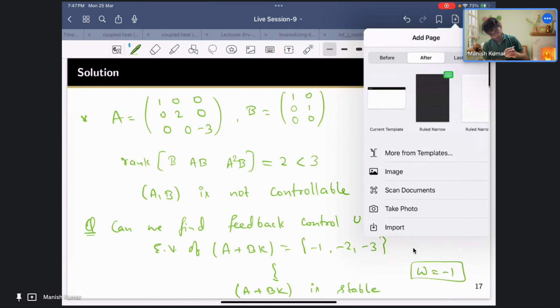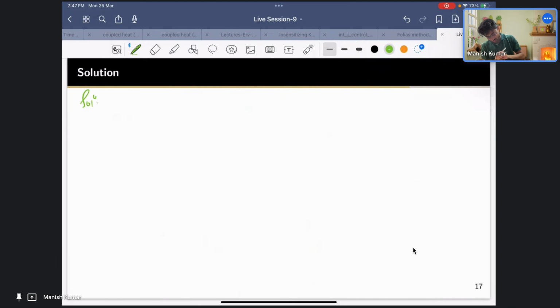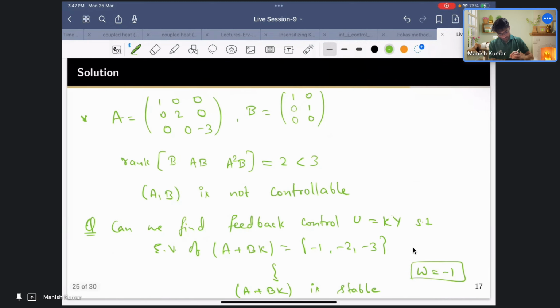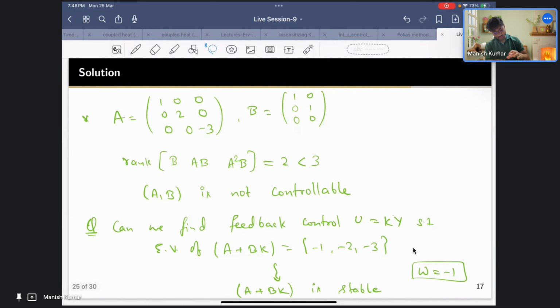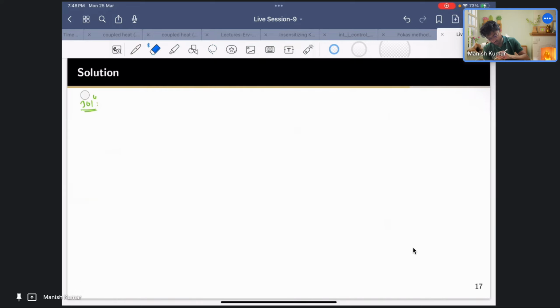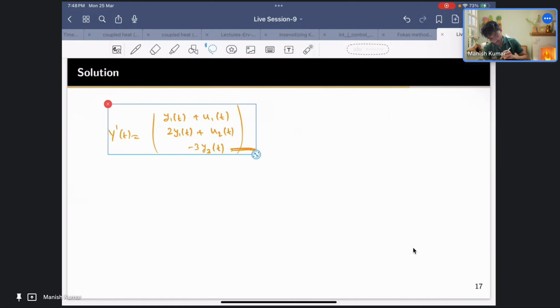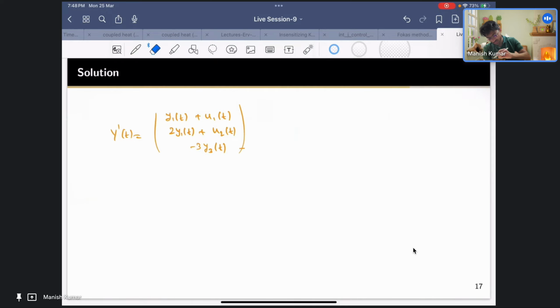Okay, so now let us try to answer this. We cannot use the earlier theorem, right? Because it's not controllable, so we cannot use the earlier theorem, and hence we cannot go in that process. But how do we find this matrix K? Let us just look at this system. Let me just copy this. Let us try to understand this, because it's easy to see over here.